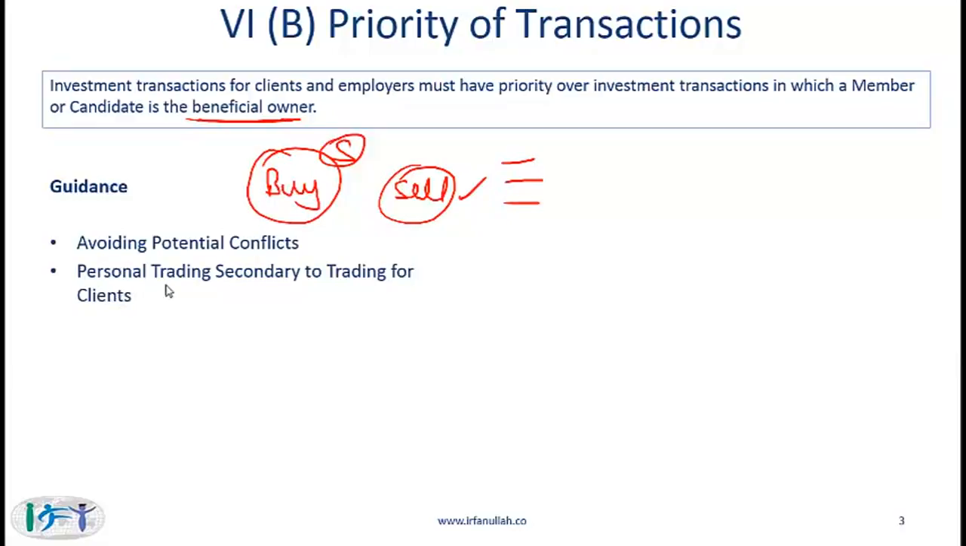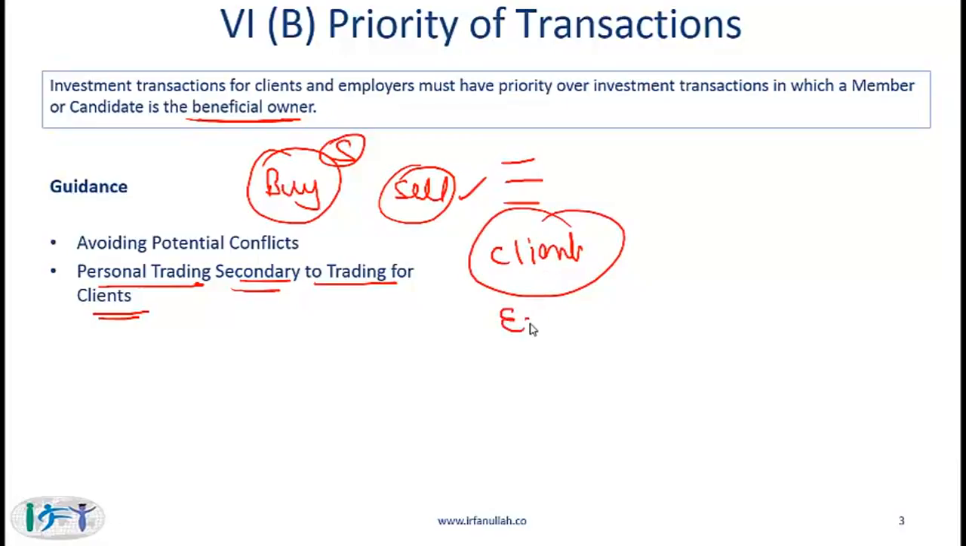The next point is that personal trading should be secondary to trading for clients. This point has been made several times before. If you are executing trades, first you should execute client trades, then you should execute your employer's trades, and then any personal trades. The reason is fairly straightforward.